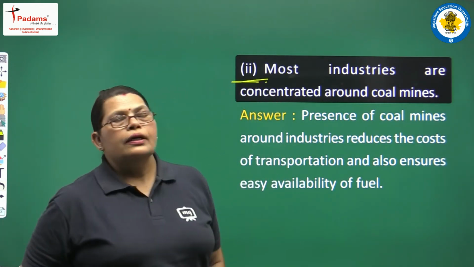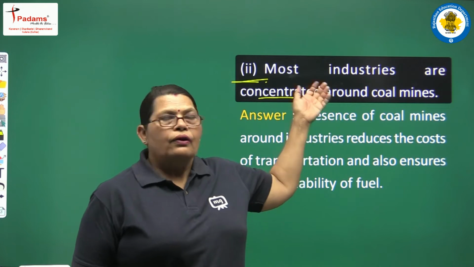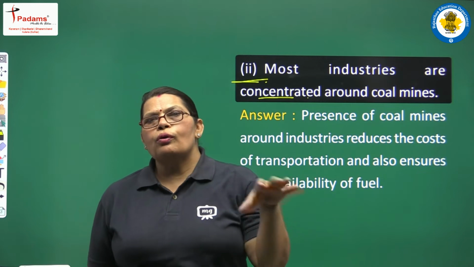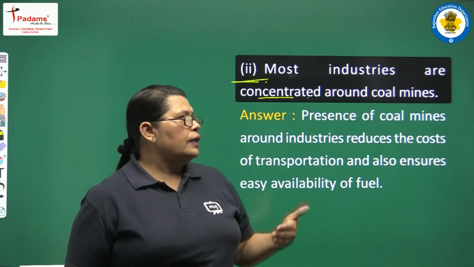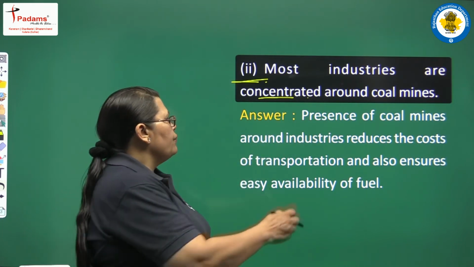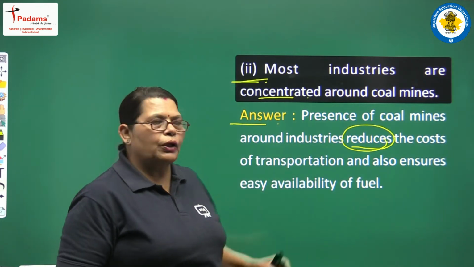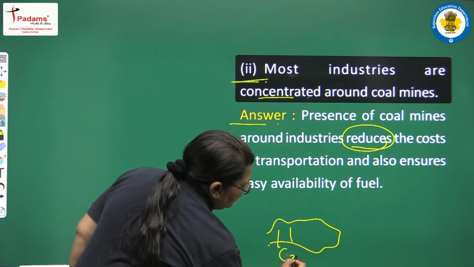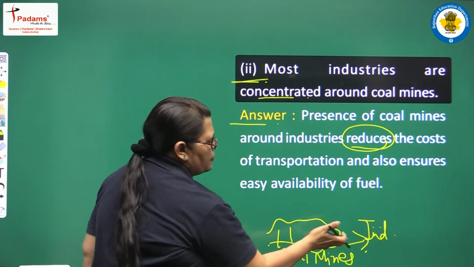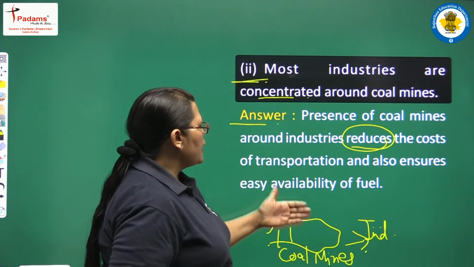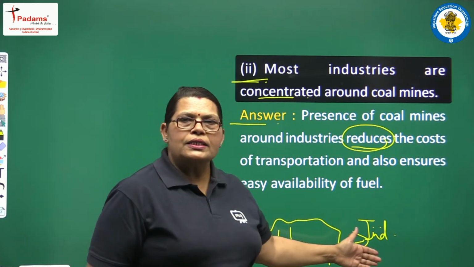Our next question is about the industries. Most of the industries are concentrated around coal mines. What is the reason behind it? Why are industries concentrated near the coal mines? Is there any important reason or not? Yes, there are many important reasons behind the concentrated industries around the coal mines. We include here, see, the presence of coal mines around industries reduces the cost of transportation, because suppose these are the coal mines, and near these coal mines there are industrial setups. So if there are industrial setups near the coal mines, we reduce the transportation system, because no transportation is needed. Just take from the coal mines and put them in the industries.